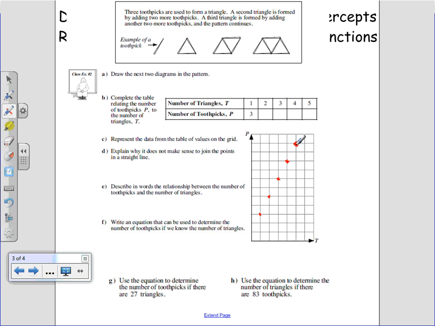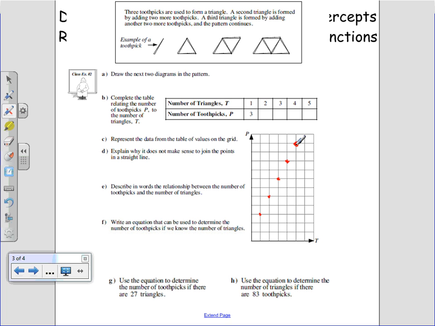Which is kind of where Michael came from when he said over time. So the idea is that it's not fluid, it's not continuous. These are discrete pieces of data. So if they broke it down a little further, they could do thirds, right? If you added 1 toothpick, then you'd have a third of a triangle. Then that would be different. But our data right here is discrete data. Discrete data, meaning it's just plotted points. It's not continuous.